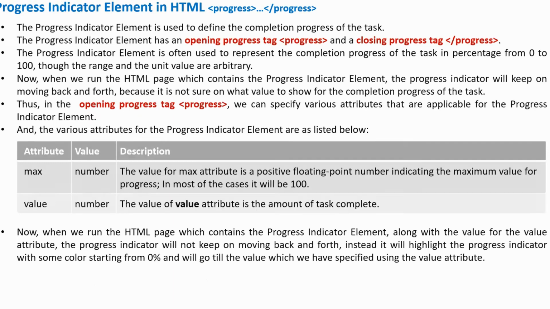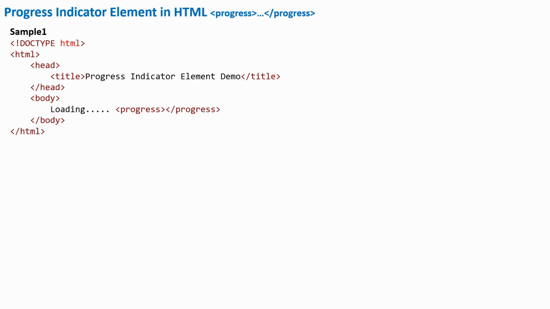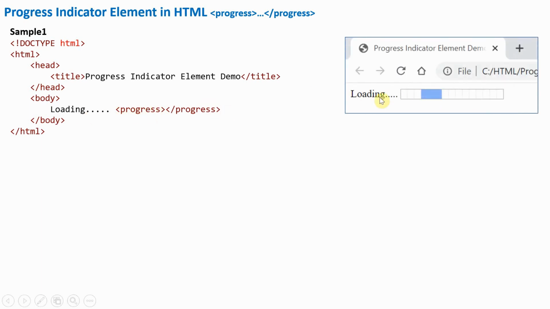Now let me quickly show you a sample code where we have used the progress indicator, but we have not specified the max attribute and the value attribute. Thus, here we can see that we have only the progress indicator element. When we run this code, we will get the output as shown here. This blue portion that you are seeing here will keep on moving back and forth because it is not sure at what value it should stop.